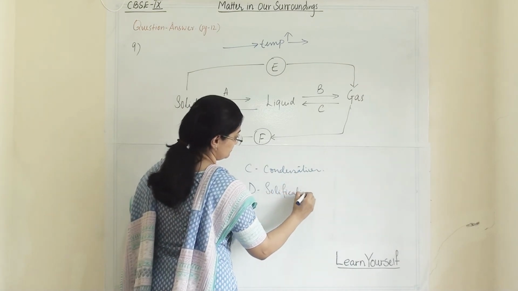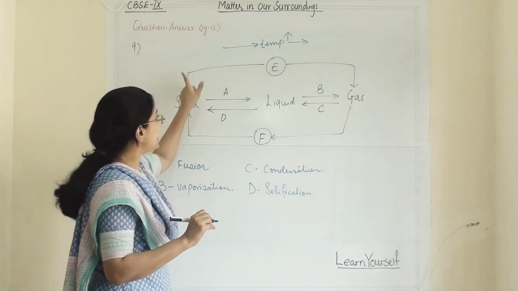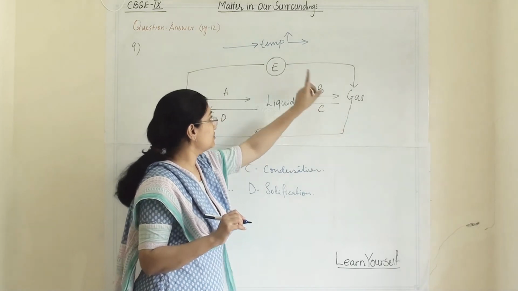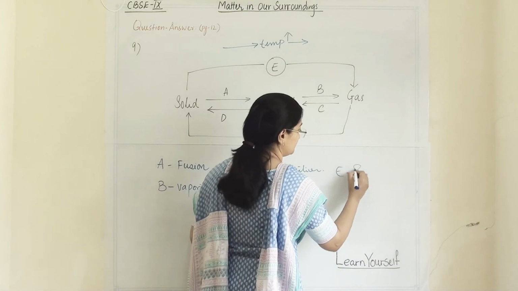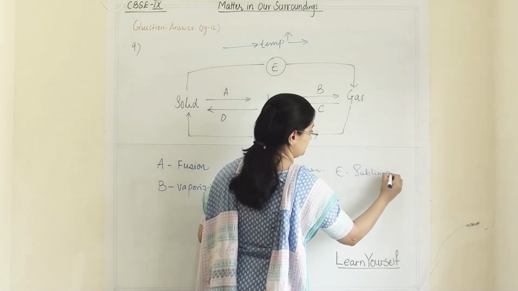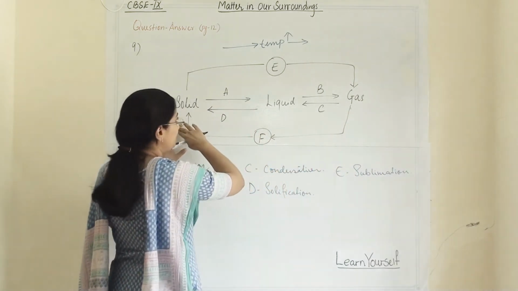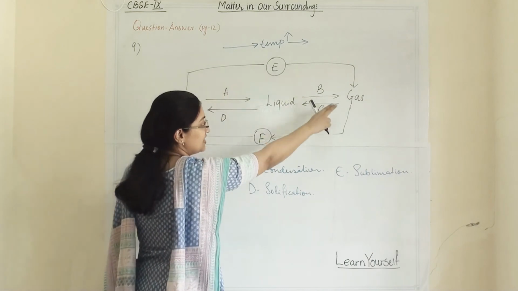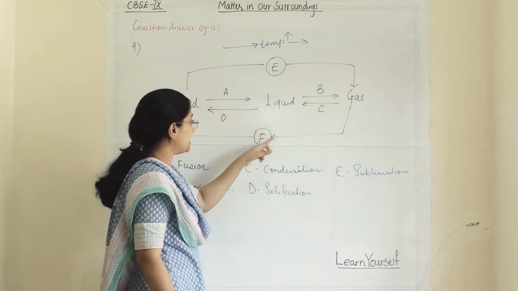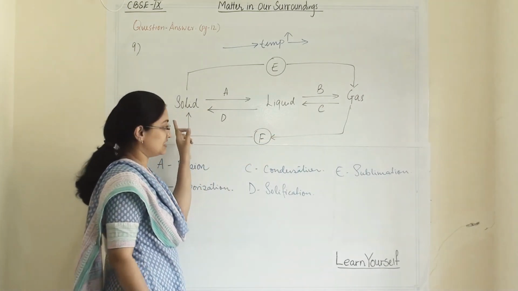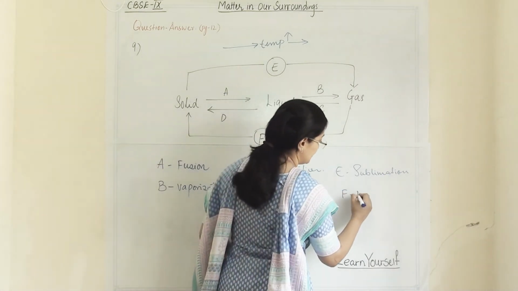Now the remaining two things are: when solid is directly converting into gaseous state with the effect of temperature, this E is called sublimation. And when the gaseous state of a sublimable substance cools down, it again converts into the solid state. That is known as deposition. So this F is deposition.